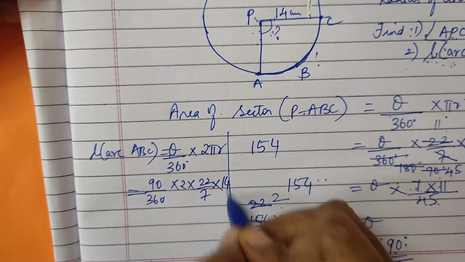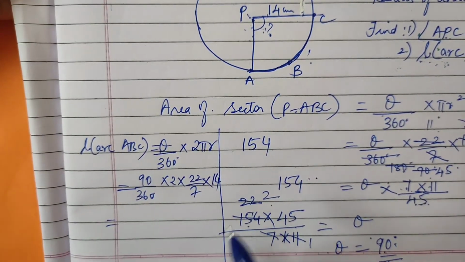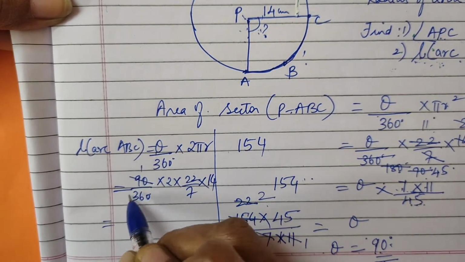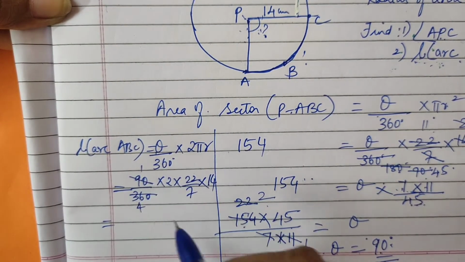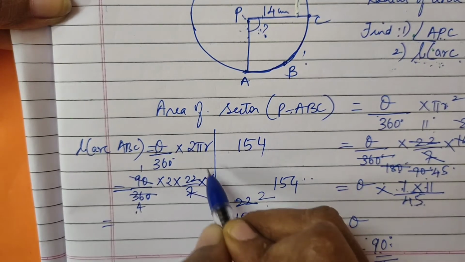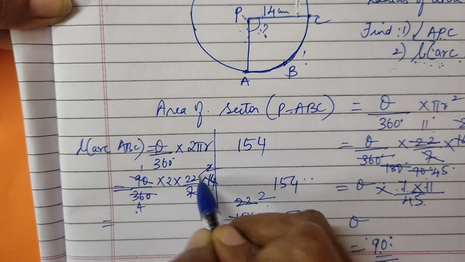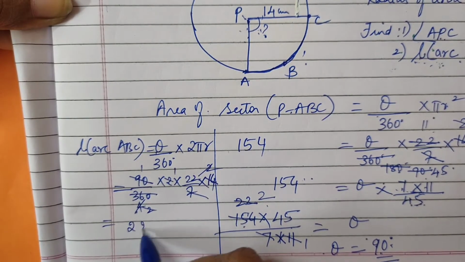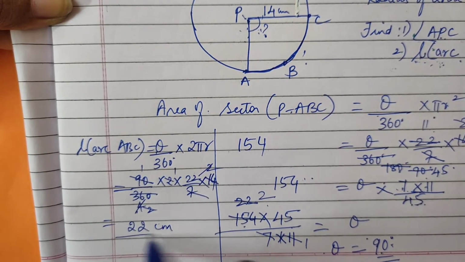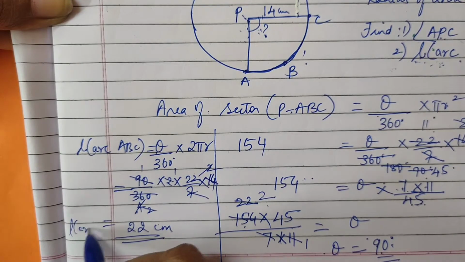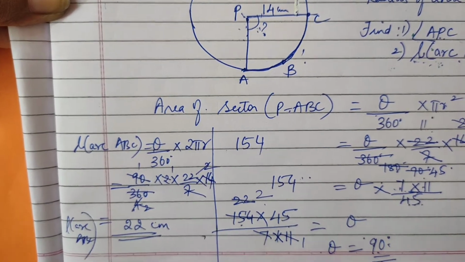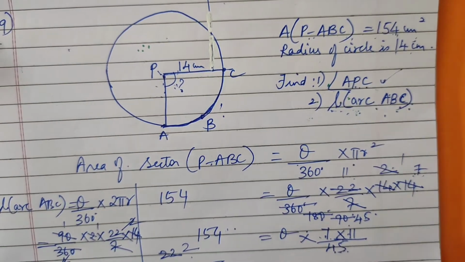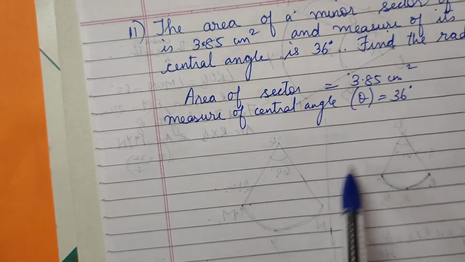So we can write it. Then you can solve this sum by cancellations. If you want, I'll show you. 90 1s are 90, 9 4s are 36, so 4. 7 2s are 14. Again 2 2s are 4, 2 1s are 2. So how much did we get? 22 centimeter. So what is the length of the arc ABC? That is 22 centimeter. And what is the angle? That is 90 degree.